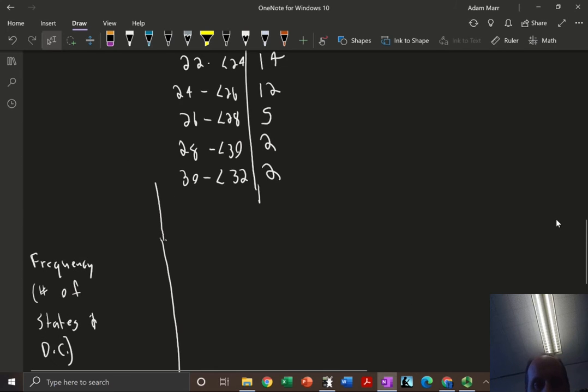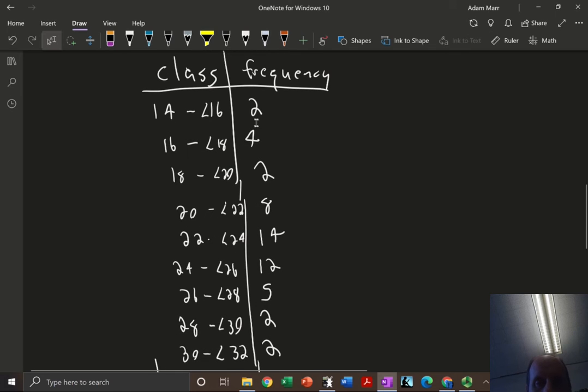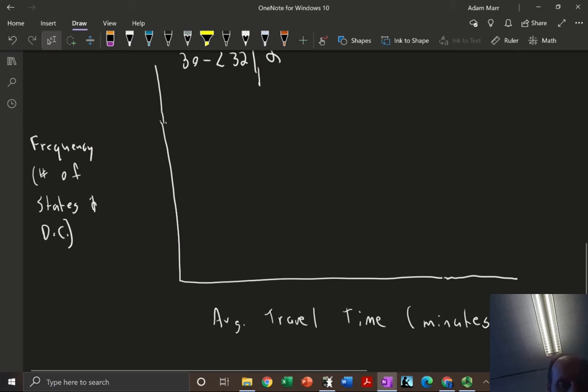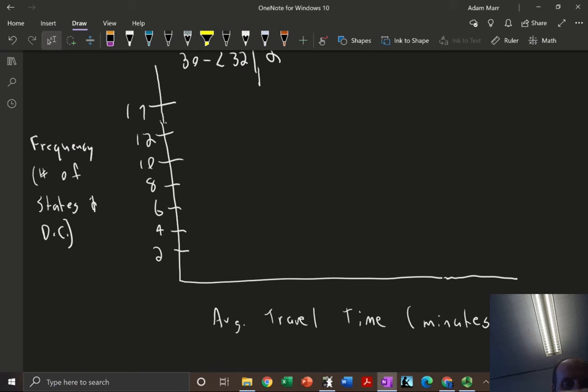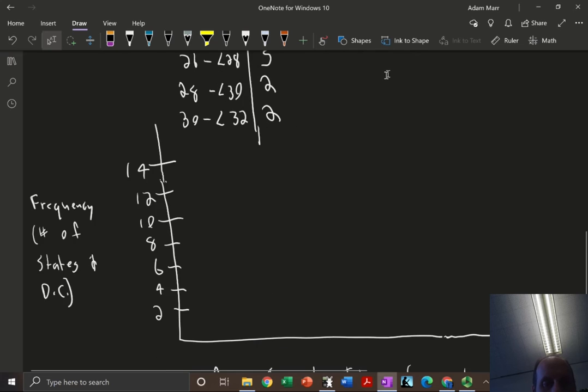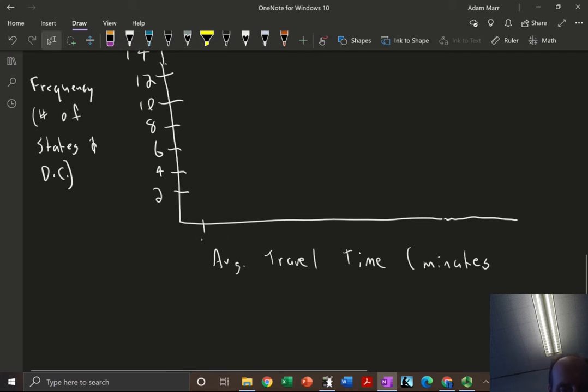So let's take a look right here. It looks like I have from 2 to 14. Okay, no problem, so that's nice and easy. So what I'll do is I'm just going to say 2, 4, 6, 8, 10, 12, and 14. I guess we could have increased it a little bit more. And then for average travel time in minutes, we're going to put the class frequency starting at 14.